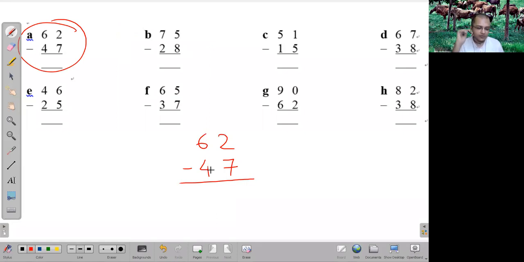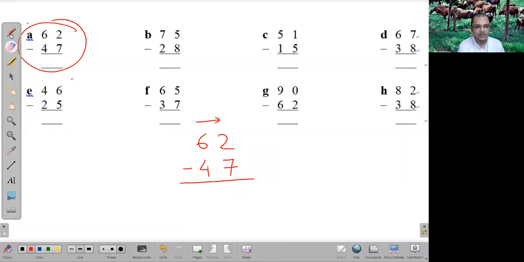Now, what is 6 minus 4? 2. Okay, 6 minus 4 is 2. Done. We are following the left to right method. Pay attention. 6 minus 4 is 2. Can you do 2 minus 7? No. No, Prabhuji. Cannot do.